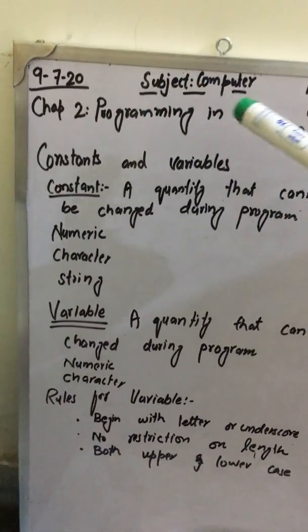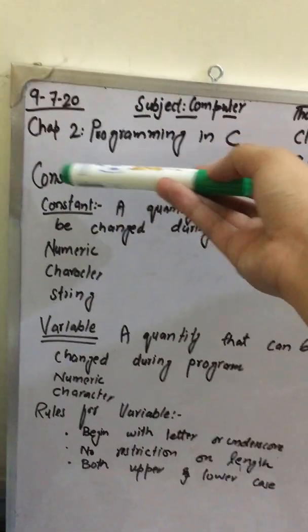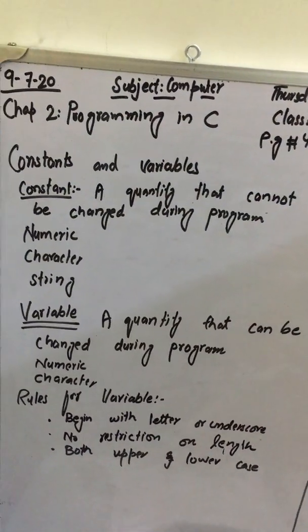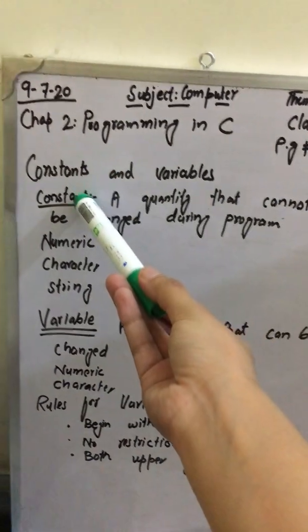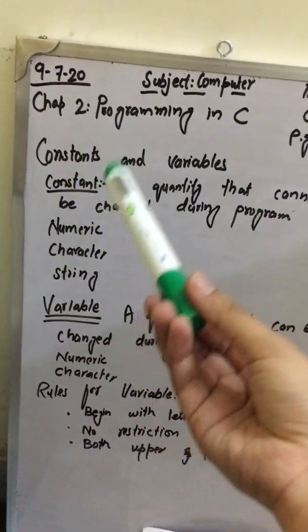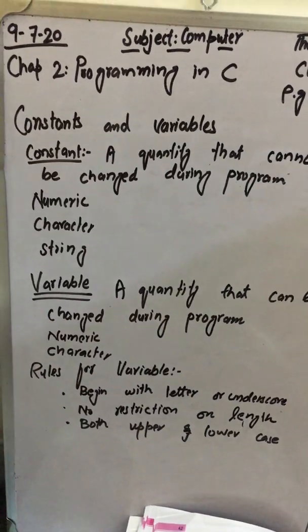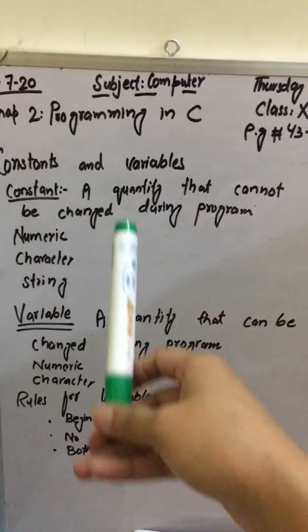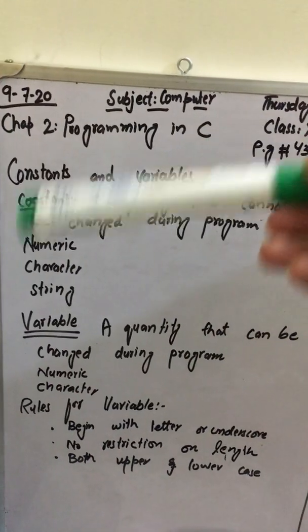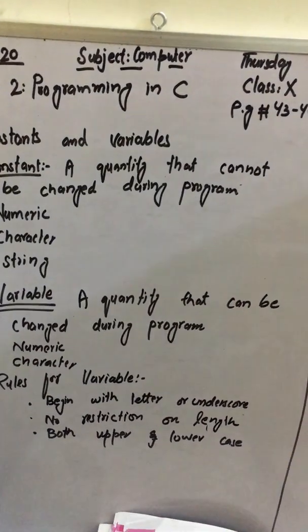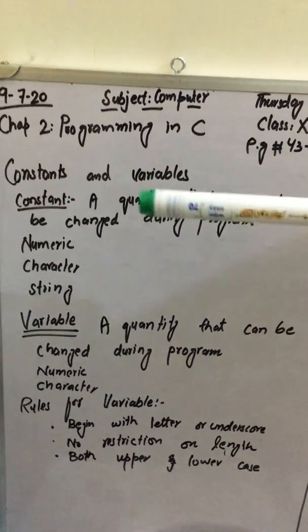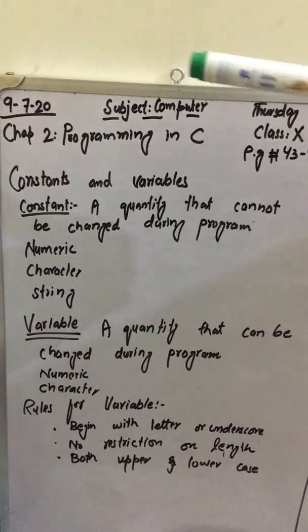This is your computer science lecture and we are doing chapter number 2, programming in C. Our topic for today is about constants and variables. The concept of constants and variables is very important in programming as you are going to use the constants and variables in all your programs from now onwards. So that's why understanding the theoretical concept is very important.